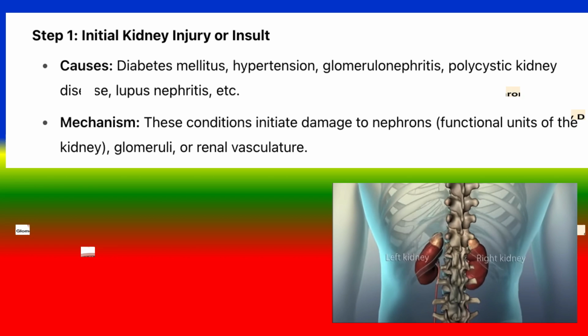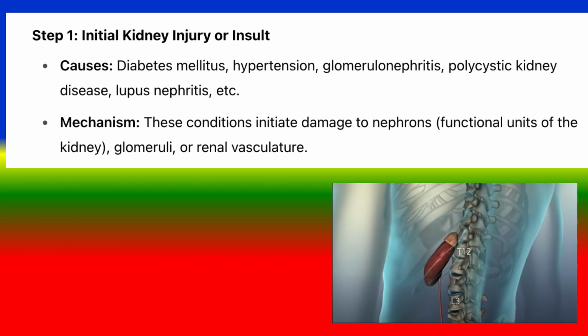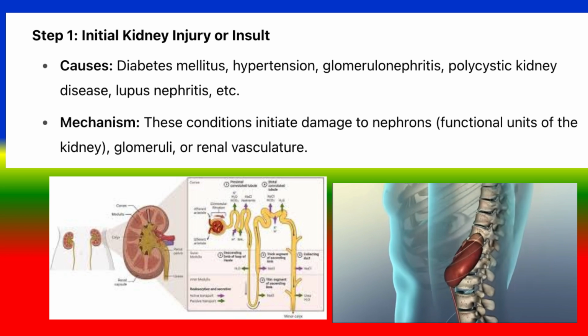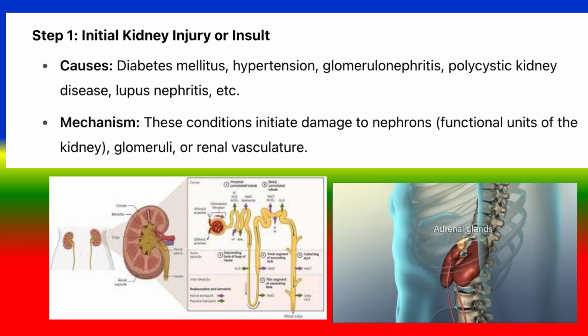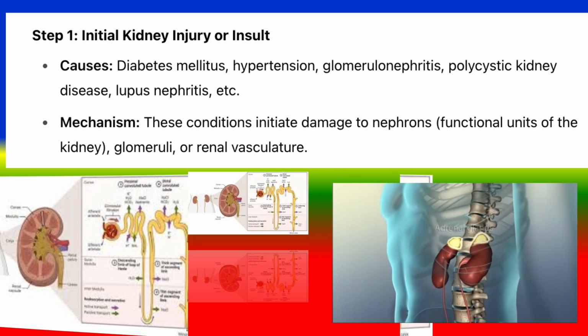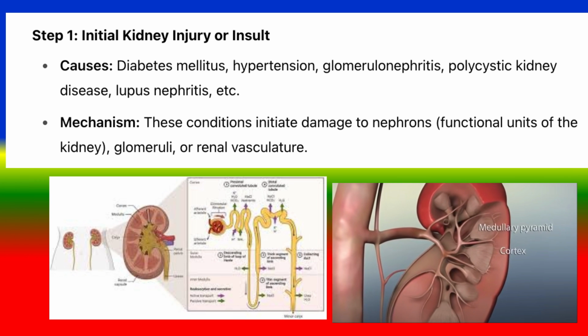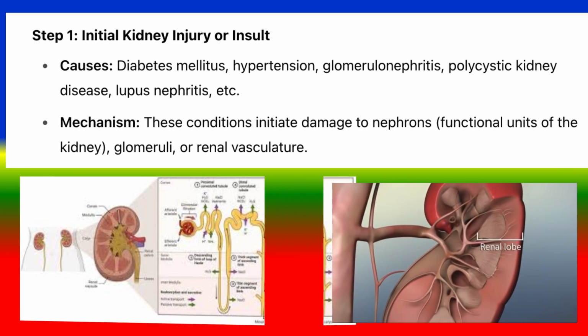Step 1. Initial kidney injury or insult. Causes: diabetes mellitus, hypertension, glomerulonephritis, polycystic kidney disease, lupus nephritis, etc. Mechanism: these conditions initiate damage to nephrons, functional units of the kidney, glomeruli, or renal vasculature.